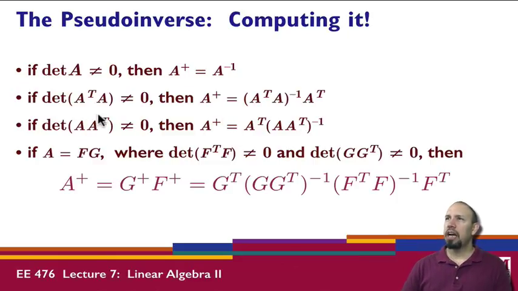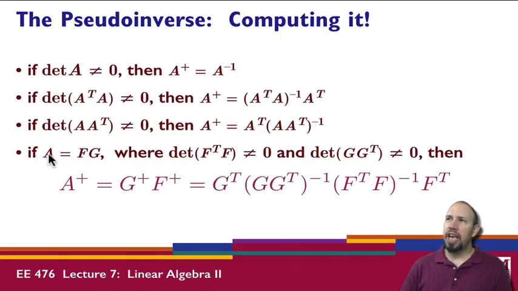In other words, if the matrix is short and fat, this product, the way it's multiplied out, will automatically have zero determinant. Similarly, if it's tall and thin, this product will automatically have zero determinant. So this can only be used if the matrix is tall and thin. This can only be used if the matrix is short and fat.